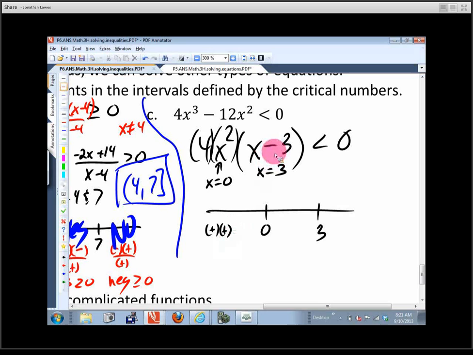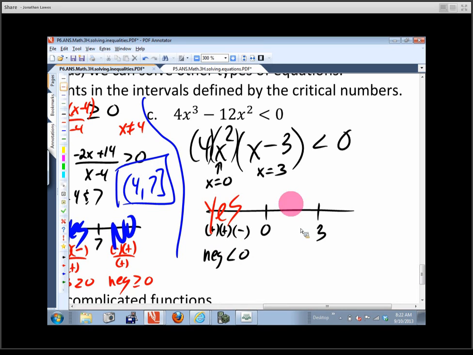Okay? And this one right here. Let's pick a number that's less than 0. Pick any negative number you want. What's the sign of this factor? It'd be negative. So I have a positive times a negative. So I get a negative out of this, and I want to compare it to 0. Are negatives less than 0? Yes, they are. So we've got a big yes here.